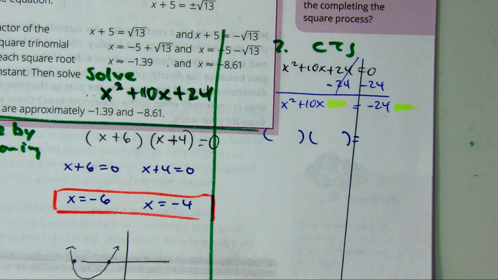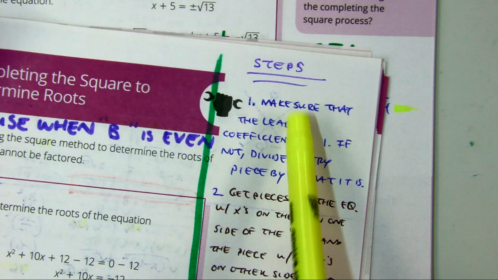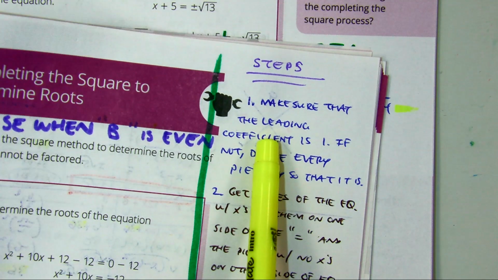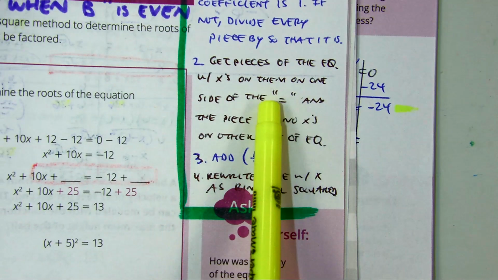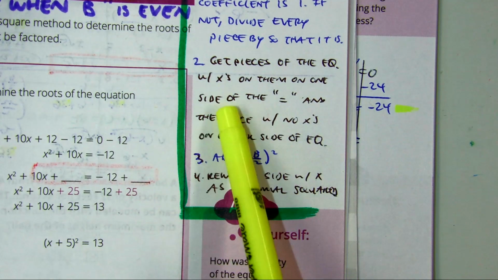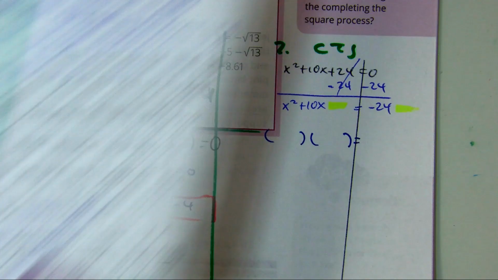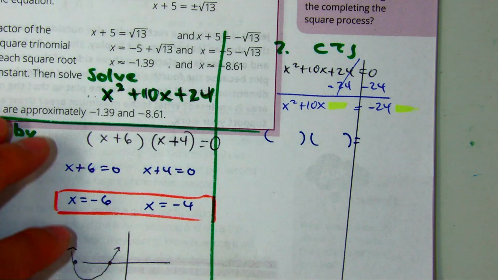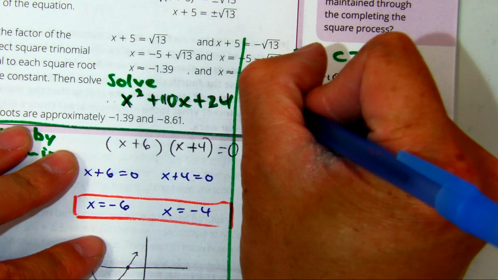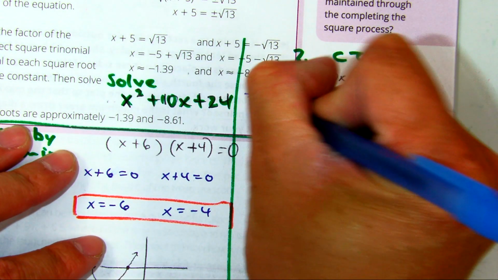In your steps, you guys wrote down we make sure the A value is equal to 1. We basically moved the C value to the other side and we kept the X's. Now we're going to add B over 2 squared. Let's go ahead and do that. B, side problem, B over 2 squared.